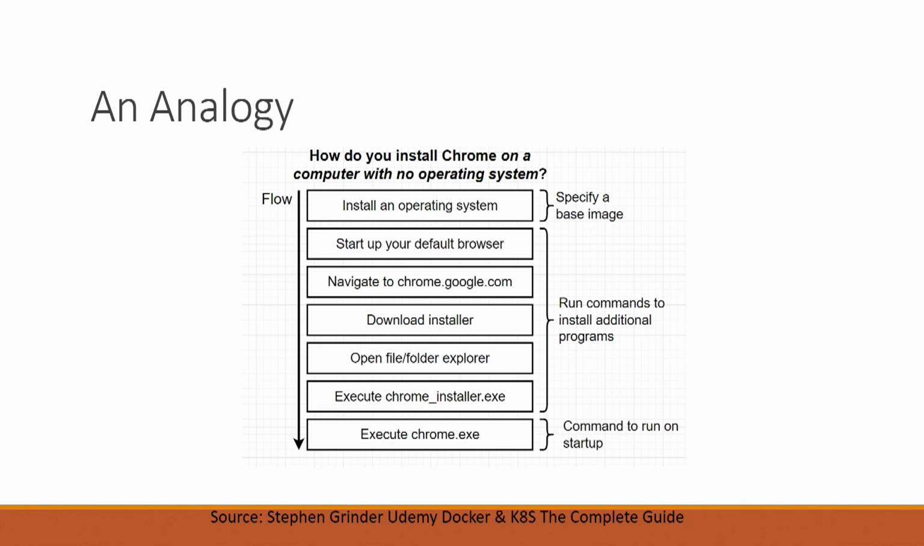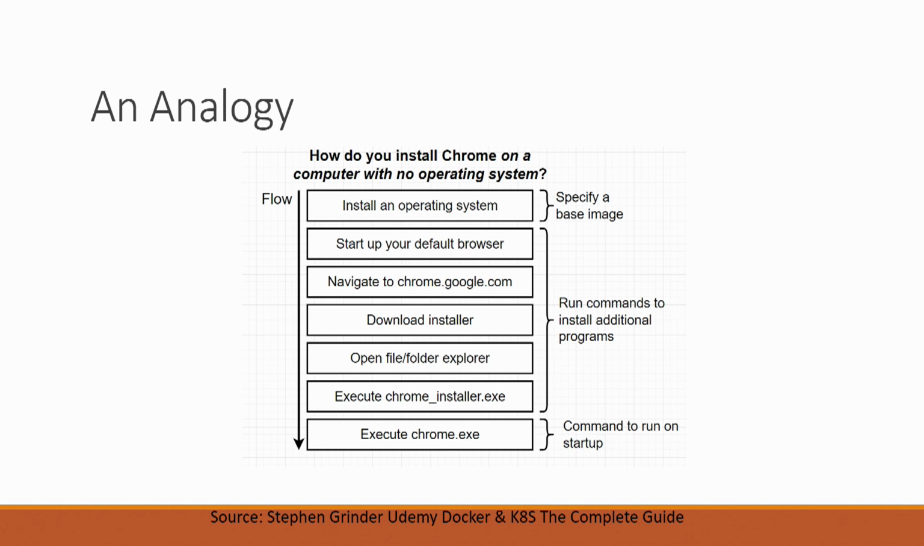Then you start your default browser. Then you navigate to chrome.google.com in your default browser. Then you download an installer. You open the file or folder, your downloads folder. Then you execute install.exe. You can see all these are commands to install the program. First, you specify a base image, which is your operating system. Then you have step-by-step commands.